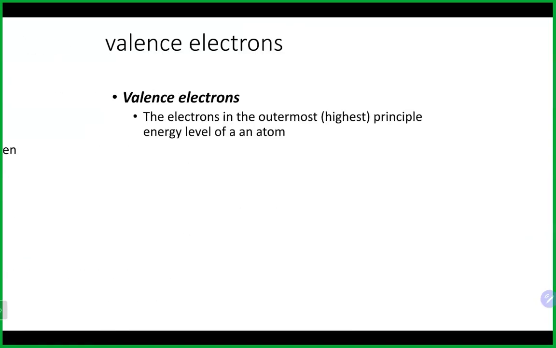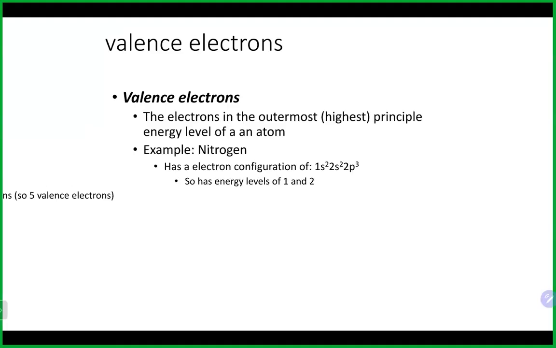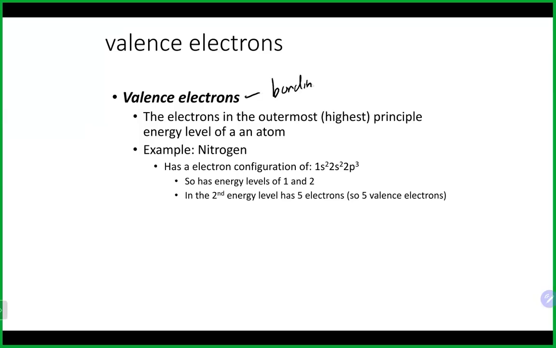All right. So let's talk a little bit about valence electrons. Valence electrons are important because they are the highest energy level electrons in an atom. We'll definitely talk more about their importance in the next chapter: they are the ones involved in bonding. They are really the only electrons involved in bonding.